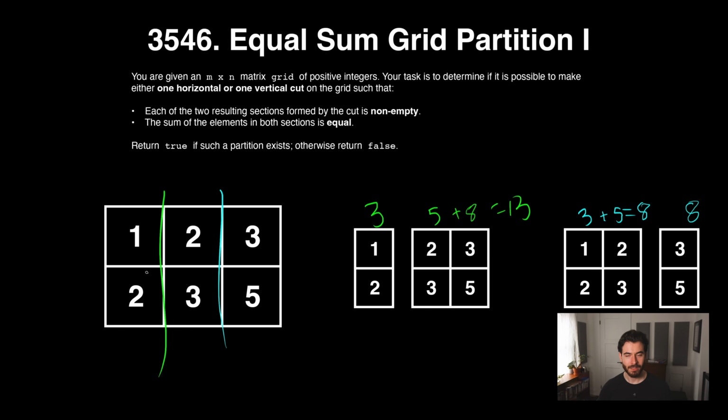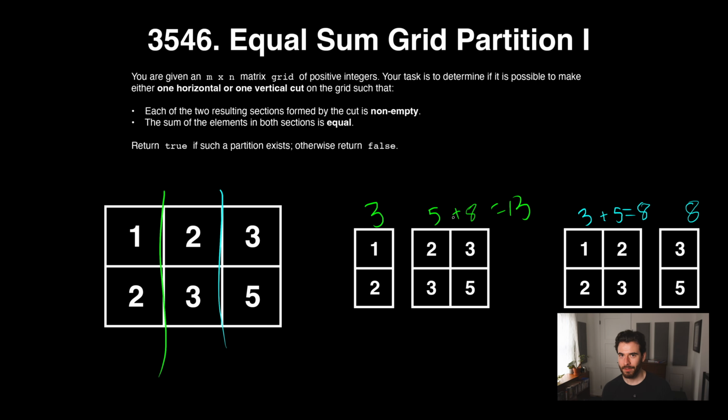Now, we could keep looking for other valid partitions by making a horizontal cut and then comparing the sums of these two sections. But because we've already found a valid partition, there's no need to continue, and we're able to just return true. So if we were to write up a solution using this approach, we would have to compute the sum for each section every time we make a cut.